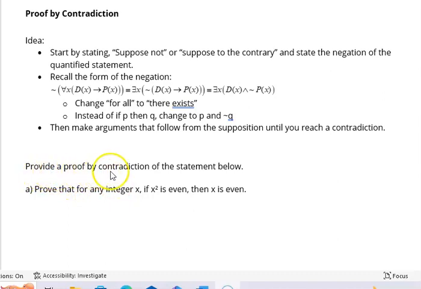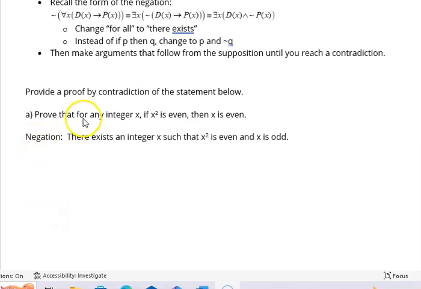So provide a proof by contradiction of the statement below. So this is the same proof we did in the last problem, but we're going to prove it via a different method. So prove that for any integer x, if x squared is even, then x is even. Okay. So first, let's write this negation out so we know how we're going to start our proof.